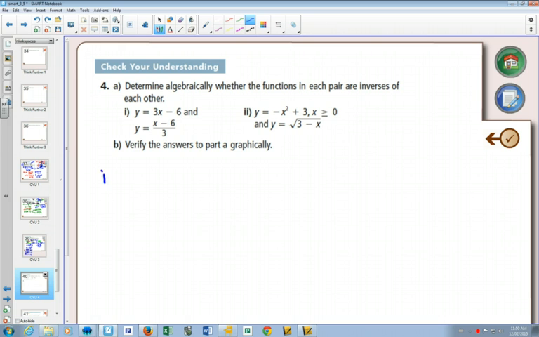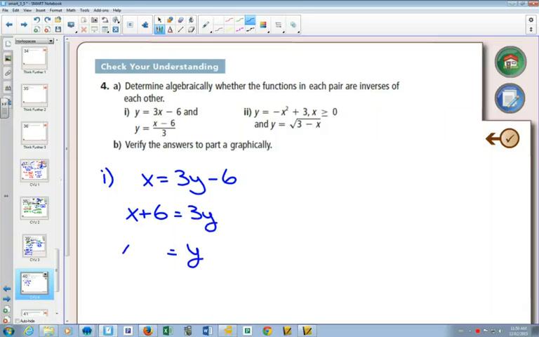So for I, if I took y equals 3x minus 6 and I switched the x and the y, then solve for y, add 6 to both sides, divided by 3. Does it match perfectly with the other one? Close. But they have a minus sign, and we have a plus sign. So are these inverses? No.